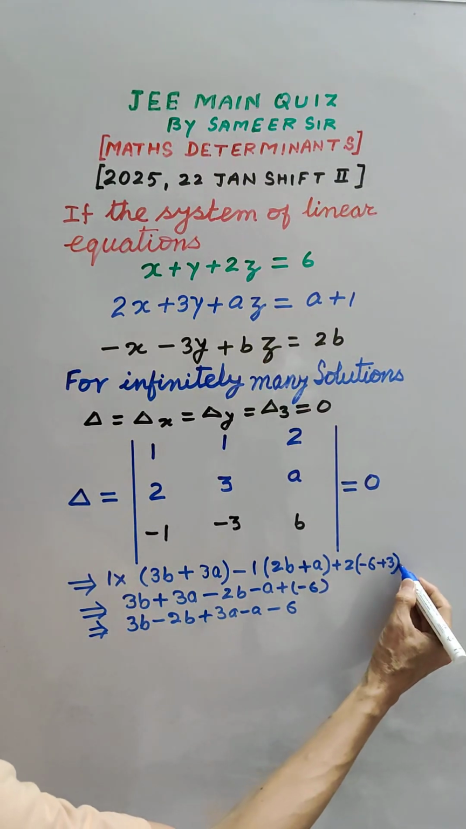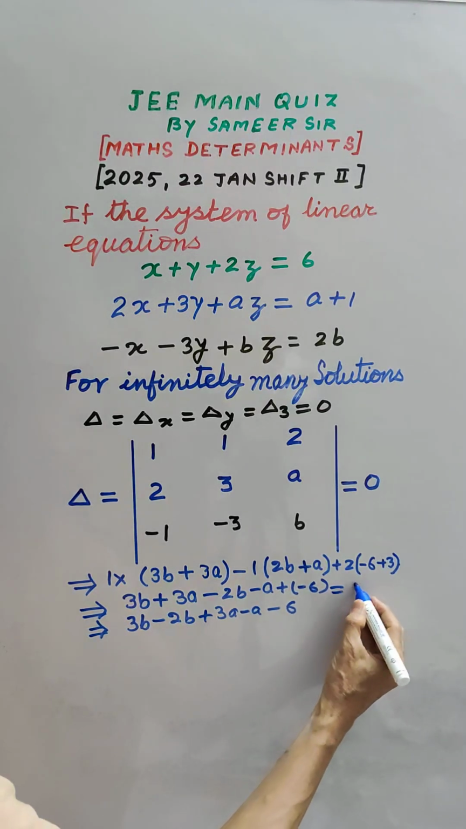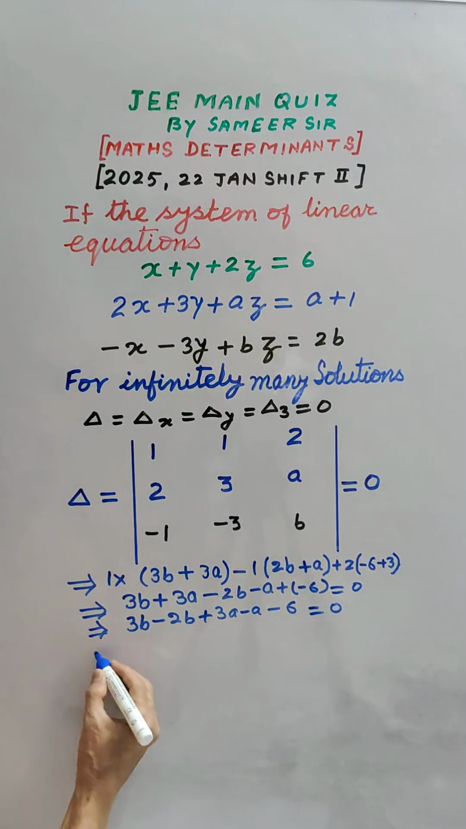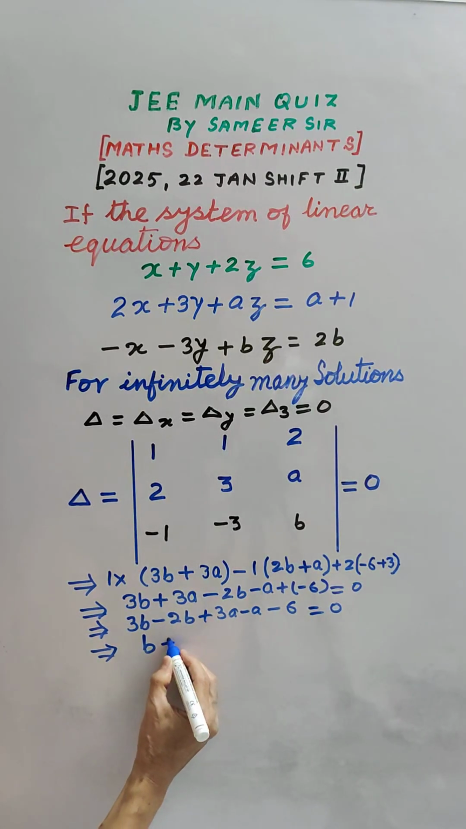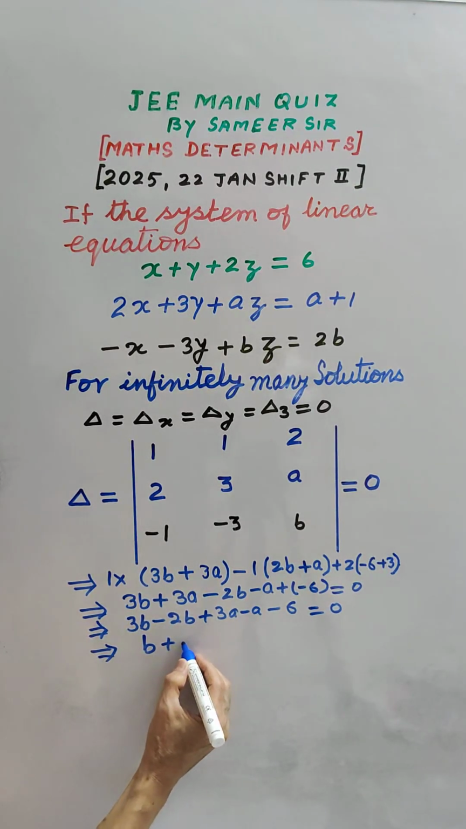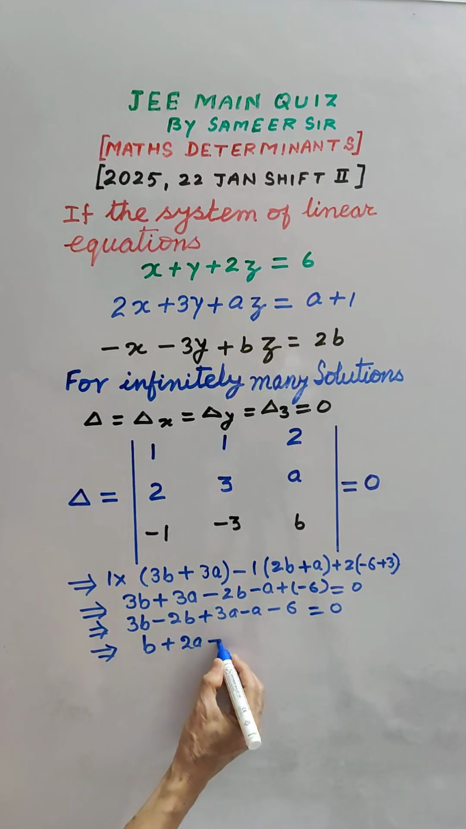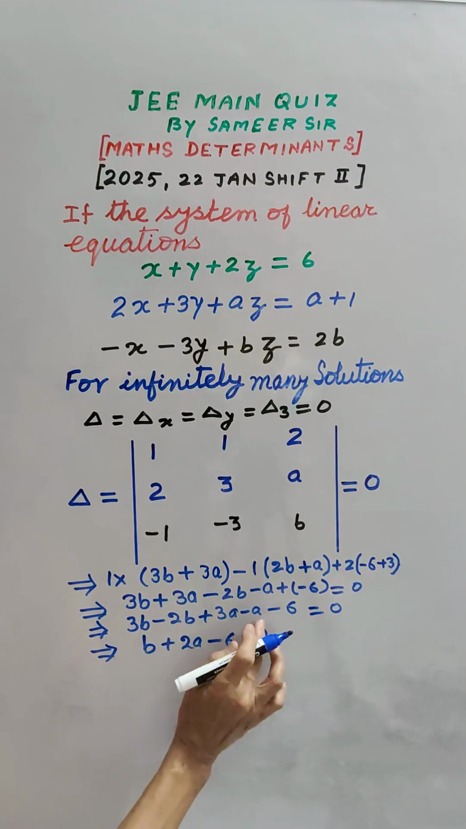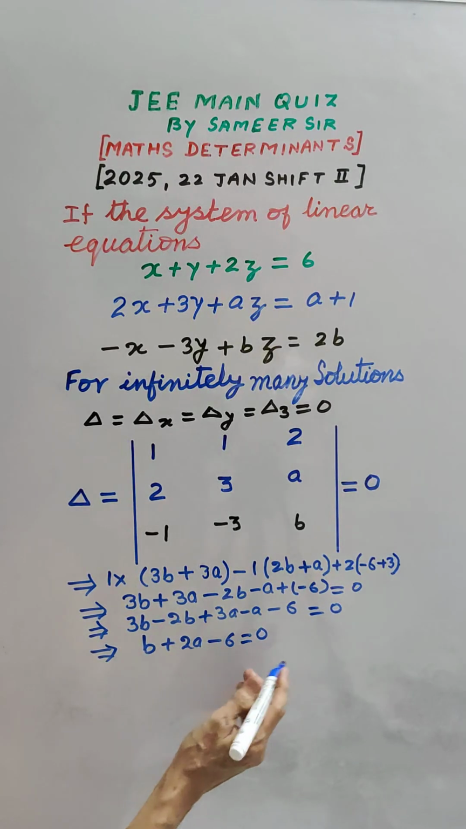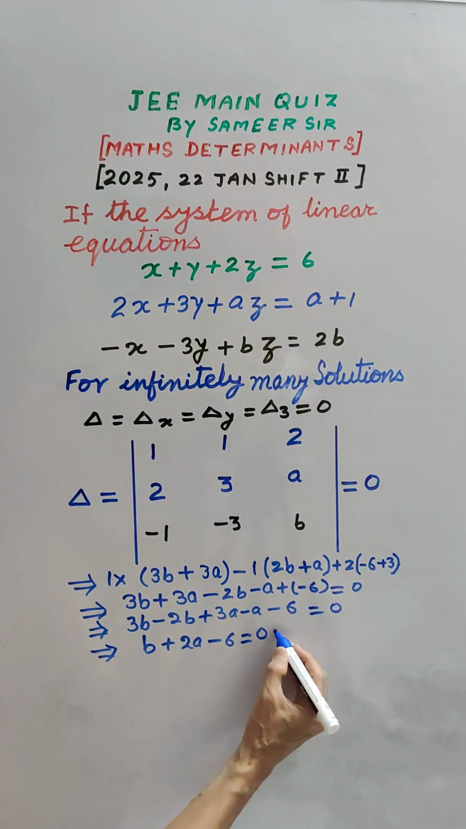This all is equal to 0. On subtraction we get b plus 2a minus 6 is equal to 0. Or we can write it like this, 2a plus b minus 6 is equal to 0. Say it is equation number 1.